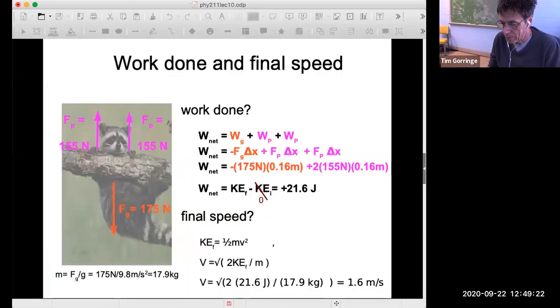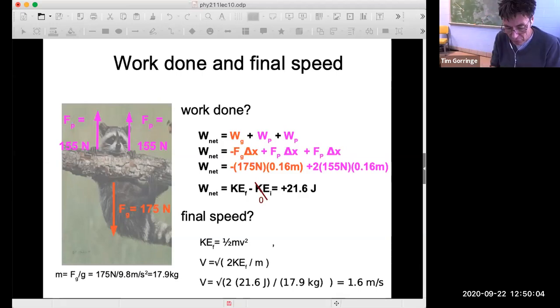So let's see if we can solve that. And we're going to do it, not from that old-fashioned fuddy-duddy force perspective, but from this new, modern, exciting energy perspective. Specifically, I'm going to figure out the work done on the raccoon's body. By figuring that out, we can use the work-energy relation to find the changing kinetic energy, or the final speed of the raccoon. We're going to focus on the final speed.